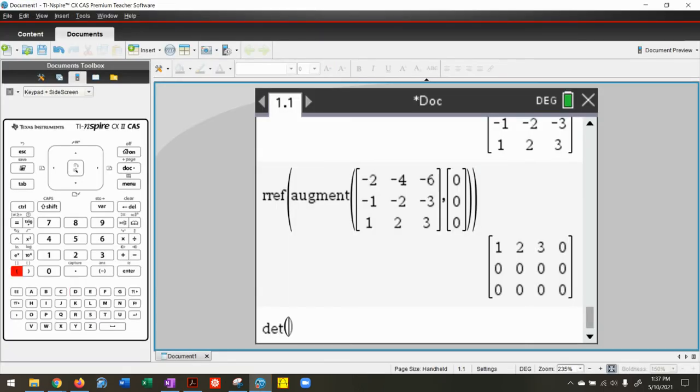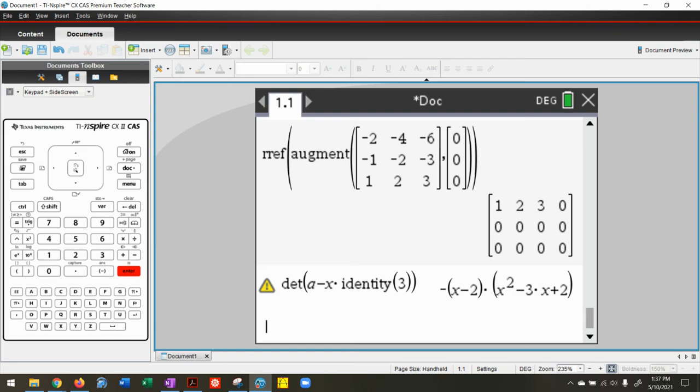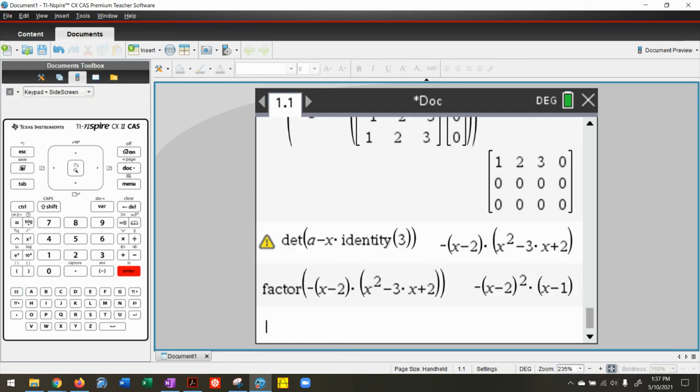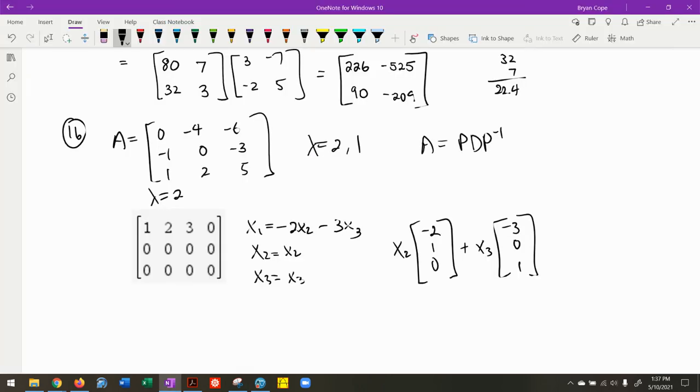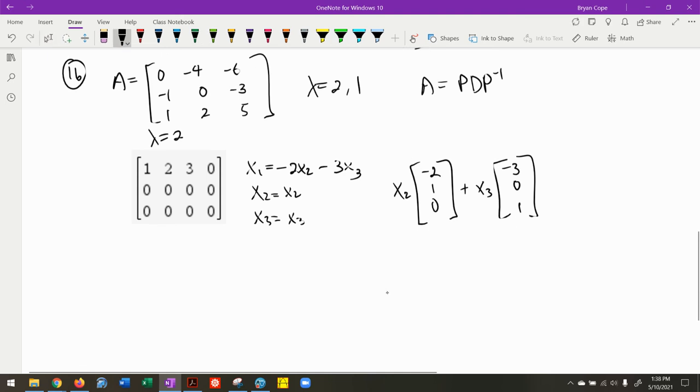Let's check that. Determinant of A minus lambda times I. Factor it. Good. Okay, so lambda equals 2 does appear twice. So algebraic multiplicity is 2. Geometric multiplicity is also 2. All right, that's looking good. So the basis for this eigenspace would consist of these two vectors.